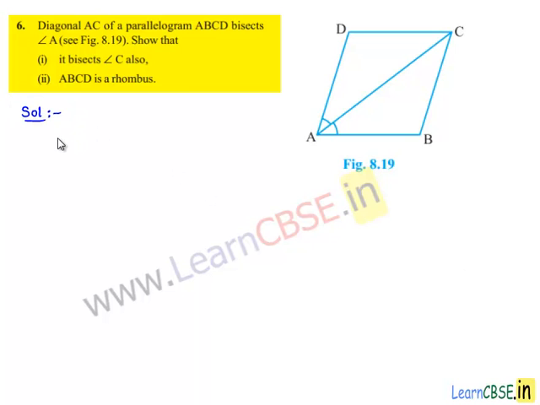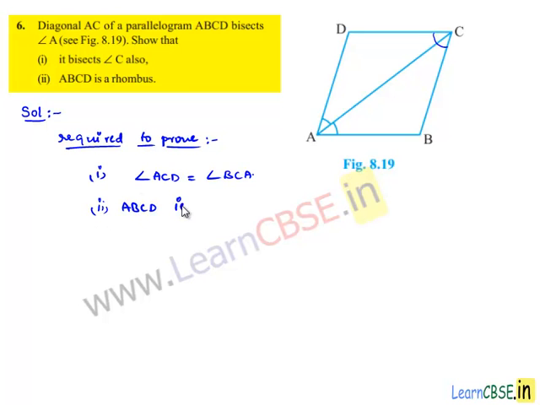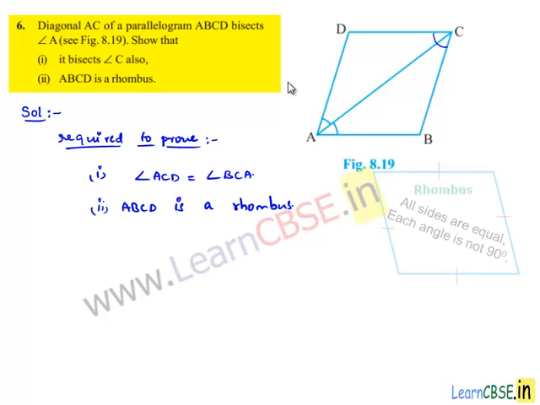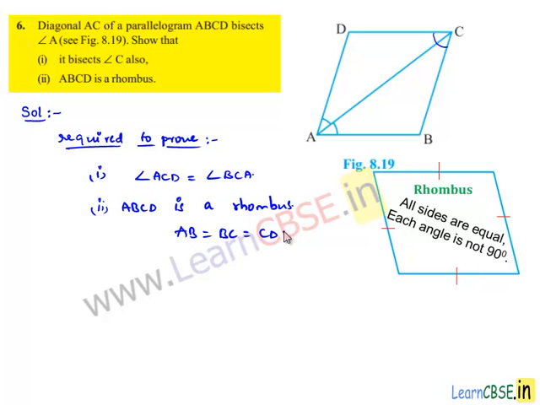Now we are required to prove from the above figure details that AC bisects angle C. That means we need to prove that angle ACD is equal to angle BCA, and second thing, ABCD is a rhombus. In order to prove that the given parallelogram is a rhombus, we need to prove that all the sides of the parallelogram are equal. That is, AB is equal to BC is equal to CD is equal to DA.